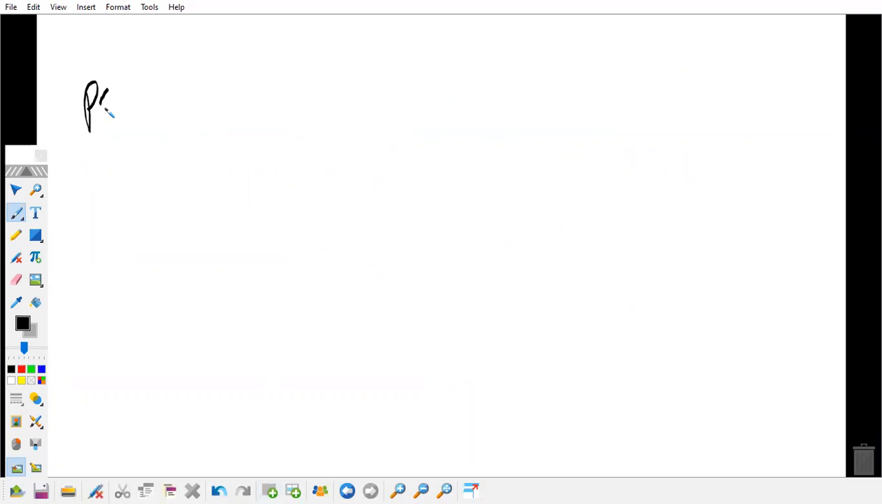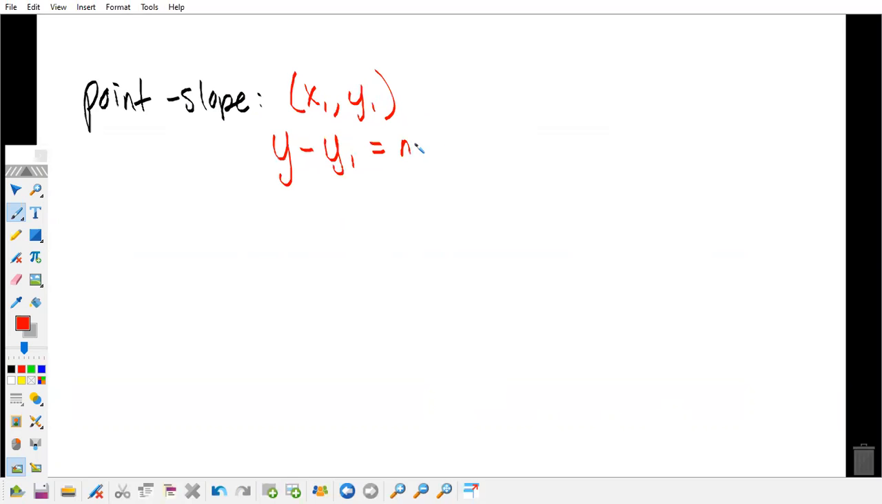All right, the next form. Next, we're going to have point slope. Point slope form is when you are given a point, and your point is x1, comma, y1, and you have your slope. So with point slope form, it is y minus y1 equals m times x minus x1. X1 and y1 are given points. Does that form look familiar?